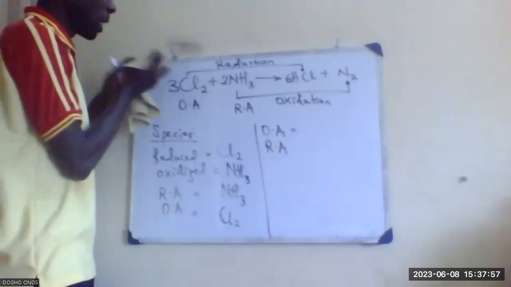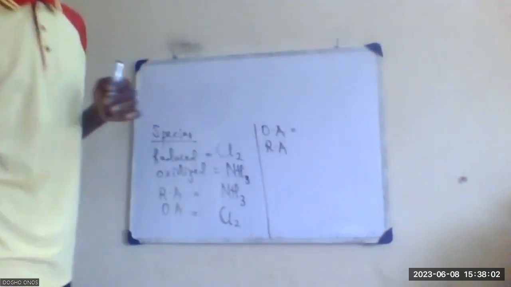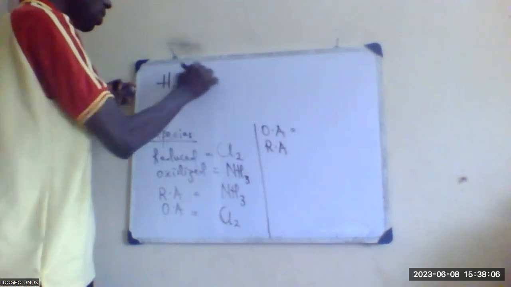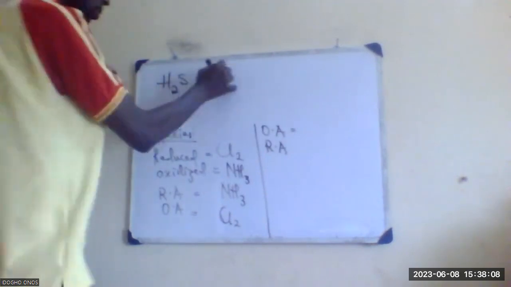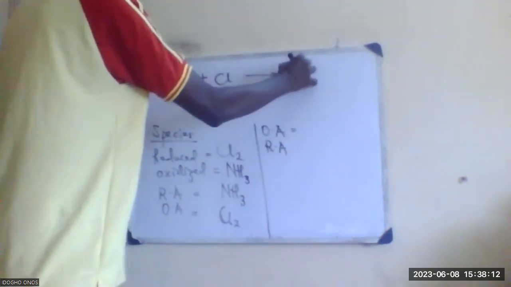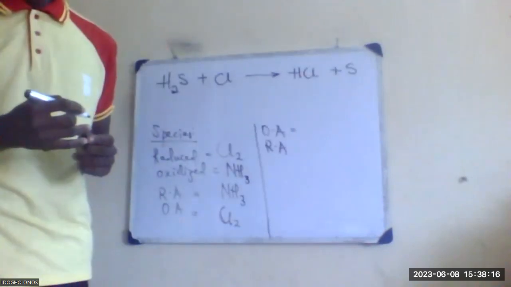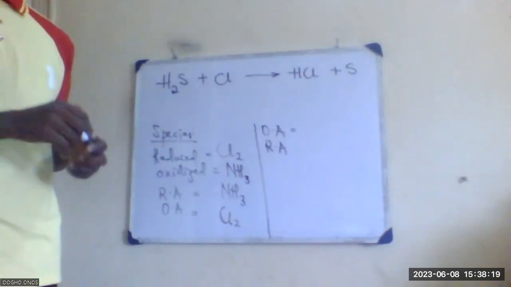So we can look at another example now to buttress this point. Let's look at hydrogen sulfide, H2S, reacting with Cl2 to give HCl and S. Please look at this equation. Is it balanced, scientists?